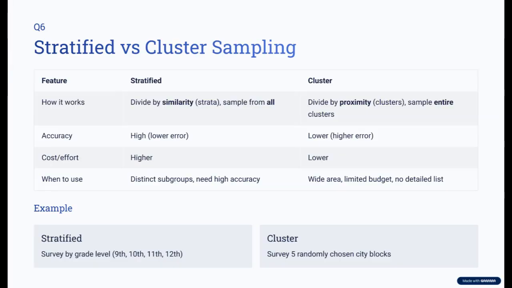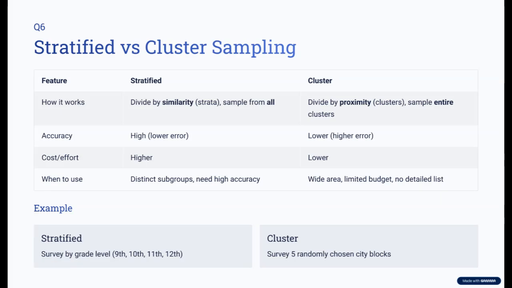Advantages: cost-effective and easy to implement. Suitable for large geographical areas. Disadvantages: higher sampling error, less accurate. Possible cluster bias: the chosen clusters might not represent the whole. When to prefer each is given in the slide based on the reasons it would be selected.